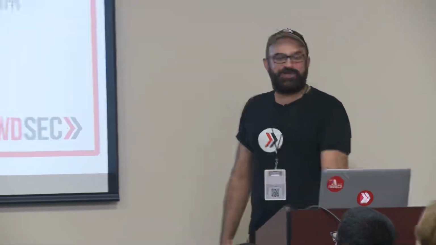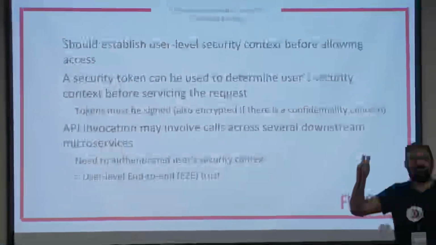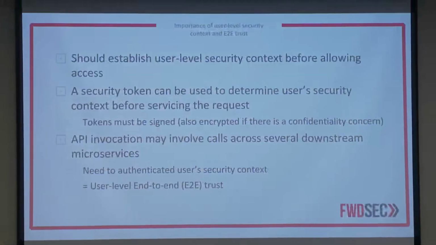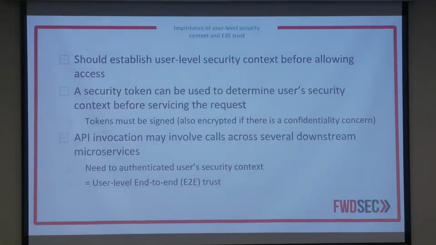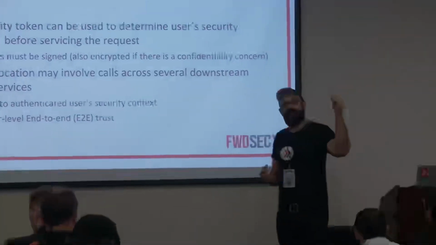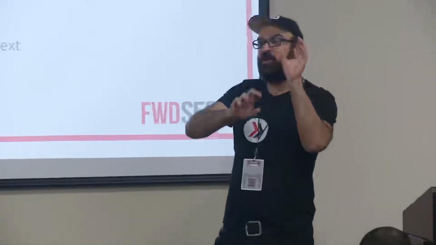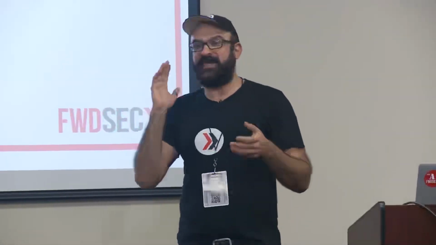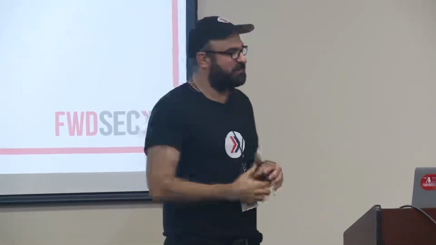So you should establish user-level security context before allowing access, and that should be carried end-to-end, which is this concept of end-to-end trust that we're talking about. And a security token can be used for that, to determine the security context before servicing that request, as I mentioned earlier. So when you go to that API gateway, you do your heavy authentication, and the policies are checked. Then you get a token. That token is granted based on the scope and based on the resource you're trying to access and all those kinds of things, which we're going to talk about. And then that should be carried downstream. And I'm going to give you some examples, and we're going to talk about that a bit more as well.